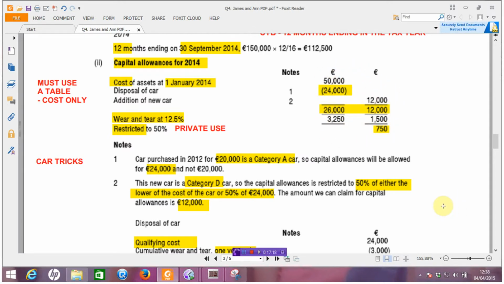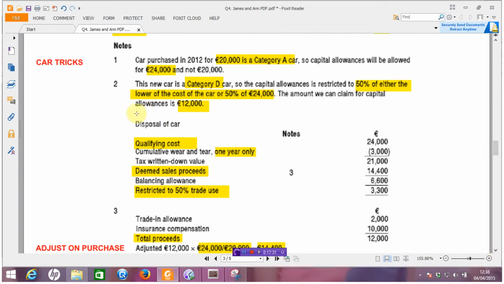Now, we do have this issue, because we've disposed of the car, we really have to look at the tax written down value versus the disposal proceeds. And this leads us on to another very, very popular trick for your examiner, this area here of the disposal of the car. Really what we're saying is, we've disposed of a car where the qualifying cost was 24,000. We had 1 year's worth of capital allowances at 12.5%, 3,000. Therefore, the tax written down value at disposal date was 21.